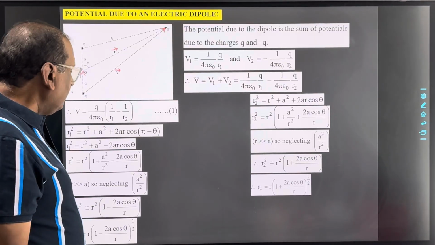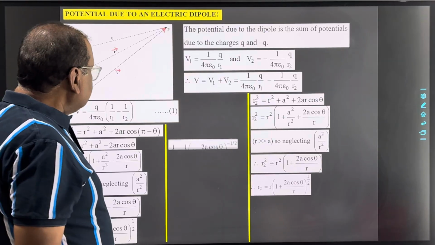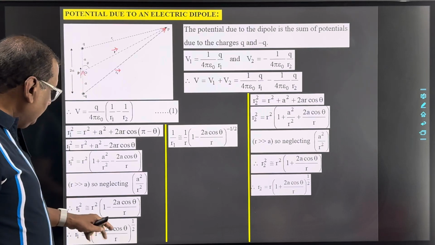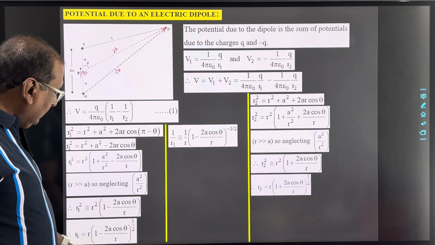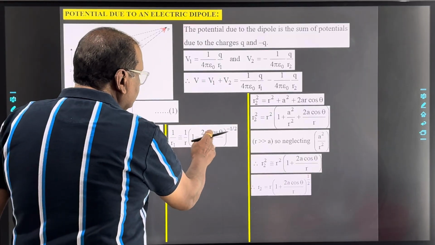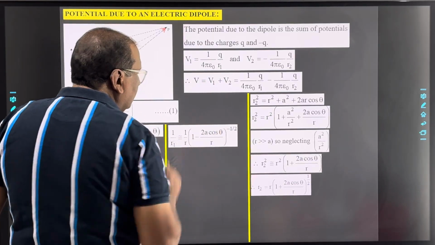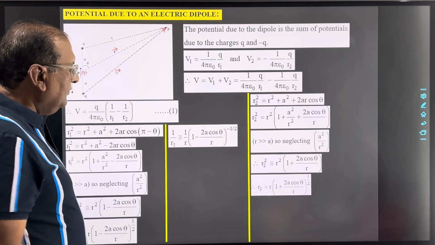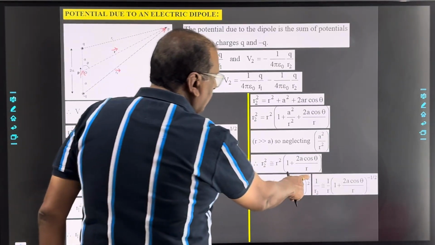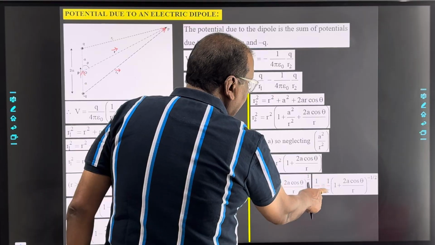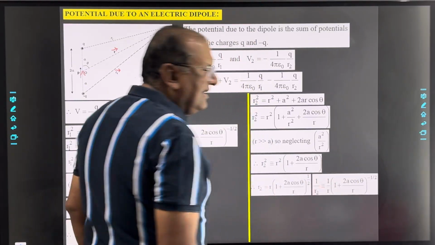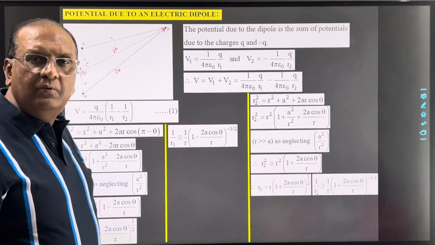So take the reciprocal of this one. Here 1 upon r1, that is 1 upon r, into this one, 1 upon this raised to 1 by 2. So directly we can write (1 minus 2a cos theta by r) raised to minus 1 by 2. Similarly, directly here also we can write 1 upon r2, that is 1 upon r into (1 plus 2a cos theta by r) raised to minus 1 by 2.